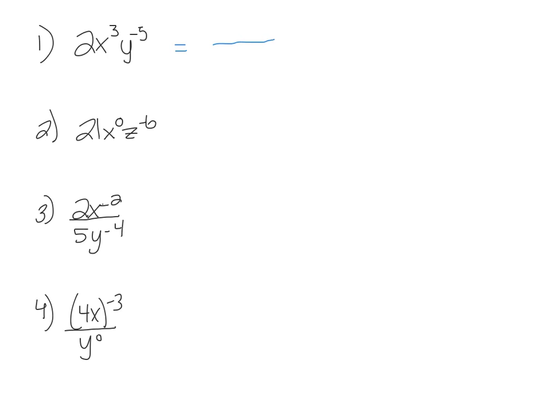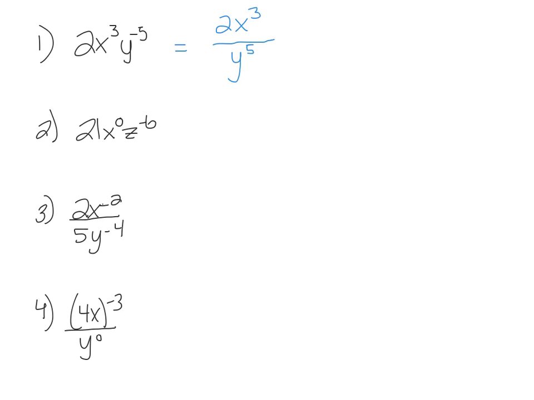So I like to always start by drawing a fraction bar. Anything that doesn't have a negative exponent is going to stay as part of the numerator, so that's the 2x cubed. And then the y to the negative 5th has that negative, so it has to move to the opposite side. So that's going to move to your denominator and become a positive y to the 5th.